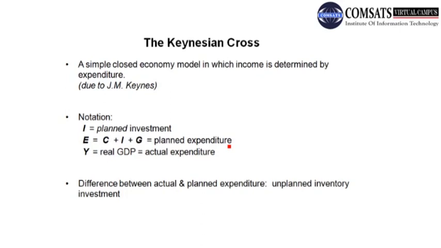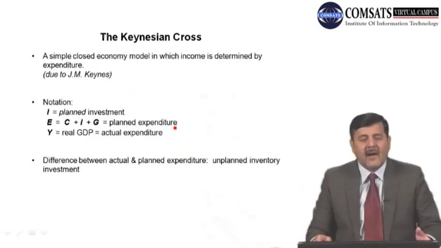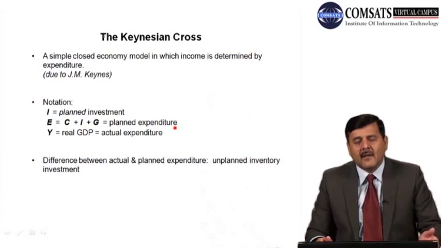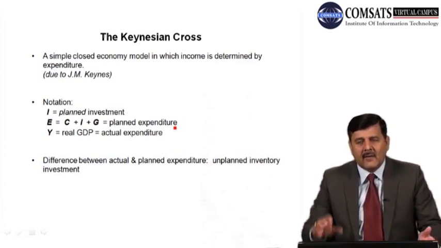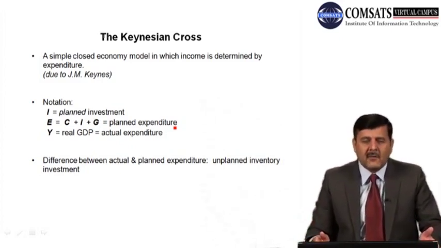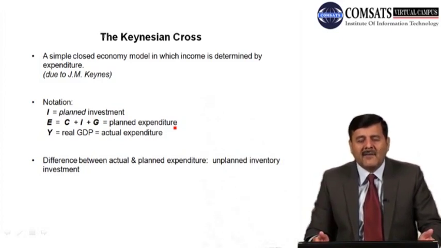So in today's lecture we will talk about the Keynesian cross, and with the help of the Keynesian cross we'll try to derive the IS curve, which is the investment-saving curve. We'll start from the Keynesian cross. What is the Keynesian cross? We call it the cross because, as we'll see later on, two curves are crossing each other. And Keynesian is because it is a group of economists who have given this cross.